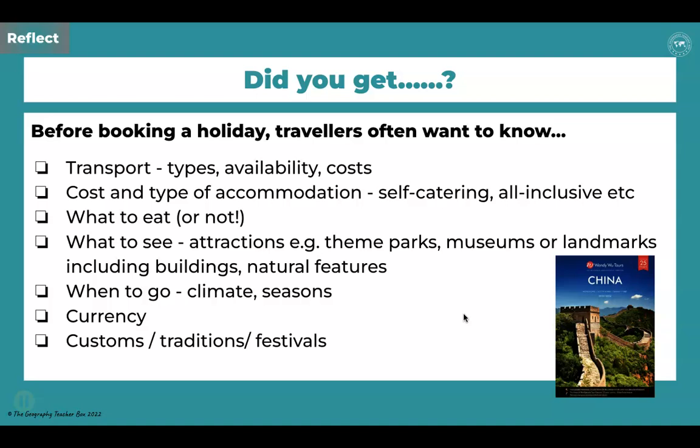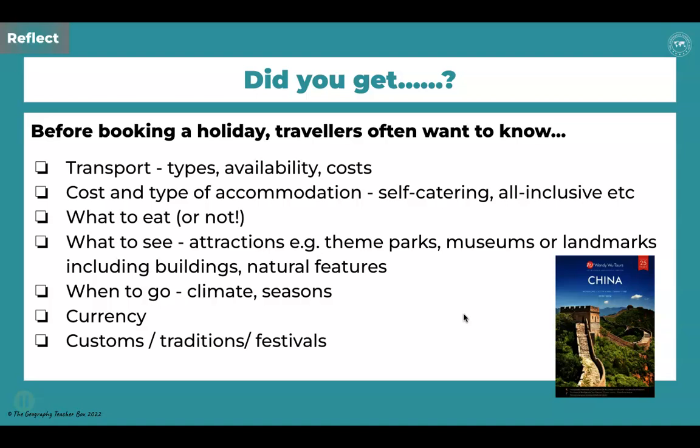They might also be quite open to when to go, and so that could be determined by the climate that's experienced at different times of the year. They might want to know what currency to take. They might also want to know if there are certain festivals that occur in the location that they're visiting and maybe either coincide a visit or perhaps avoid that time if it's going to be too busy.